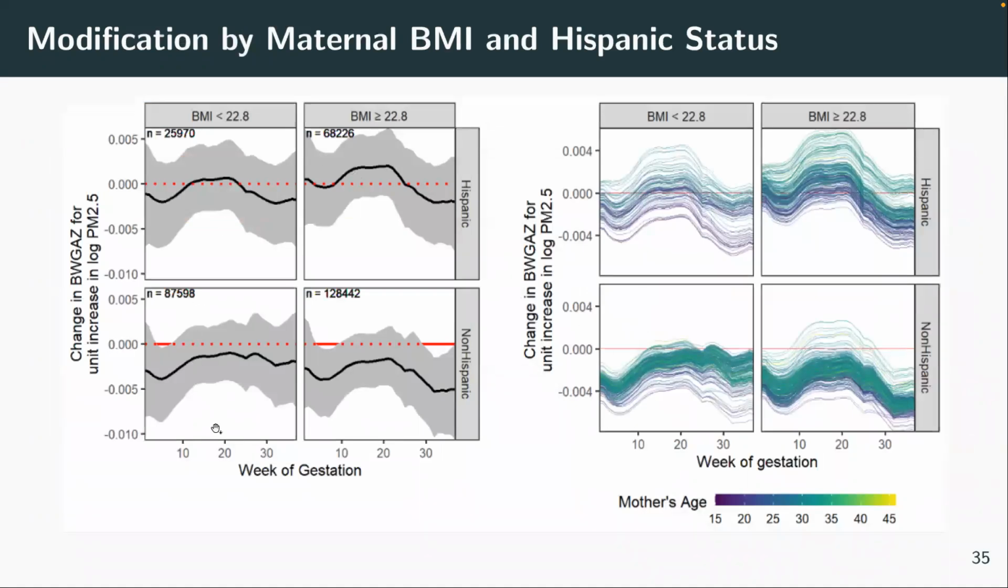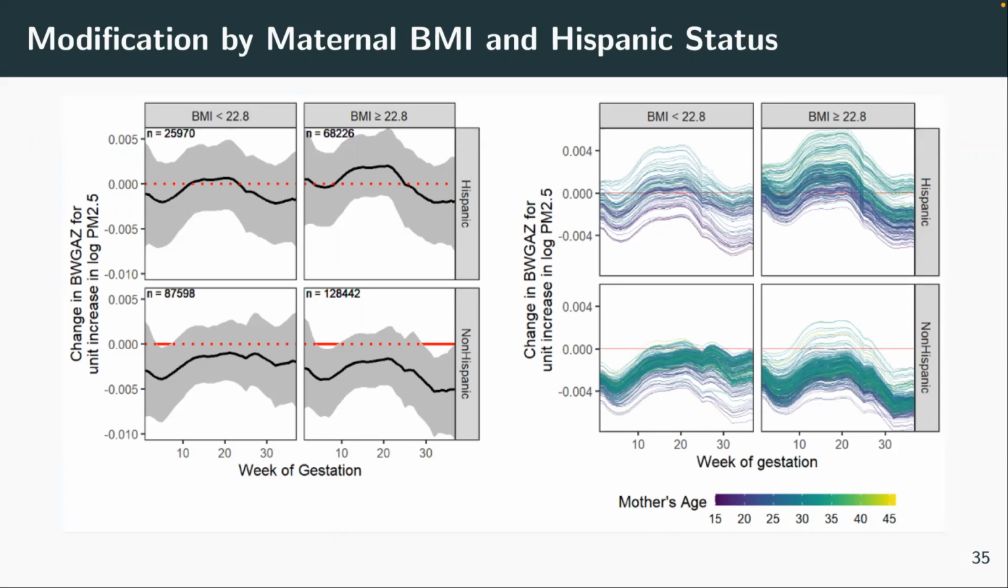Here's an example of our inference. This shows the estimated DLM stratified by BMI and Hispanic status. And so for the Hispanics, we really get no evidence of an effect. And then for the non-Hispanics, for the low BMI group, we could get a suggestive effect in early pregnancy, but much larger effects, and that late window, late pregnancy effect jumps in for the high BMI group there.